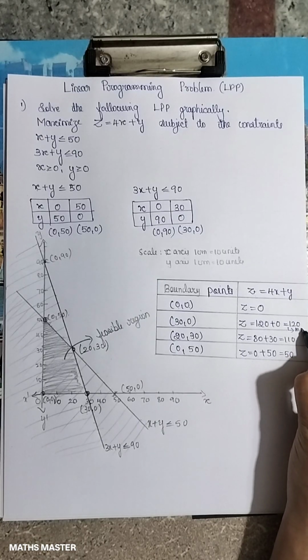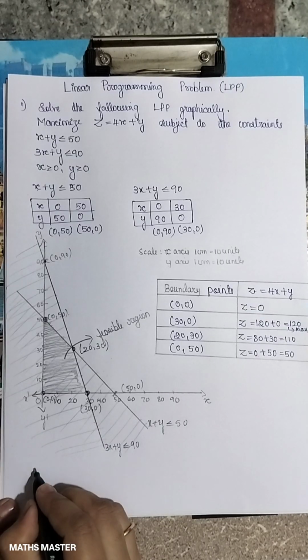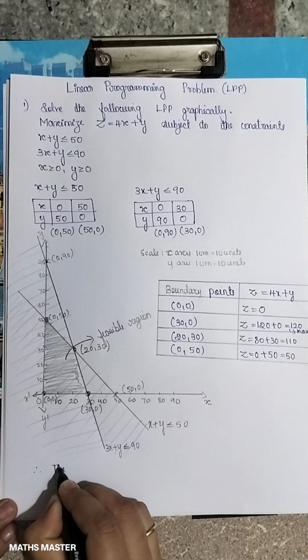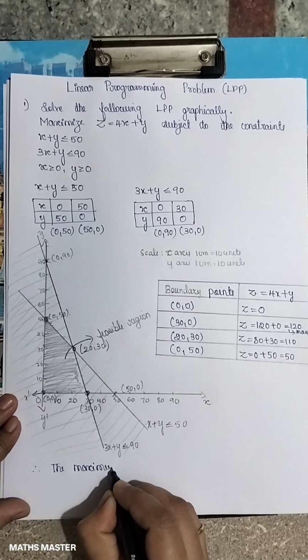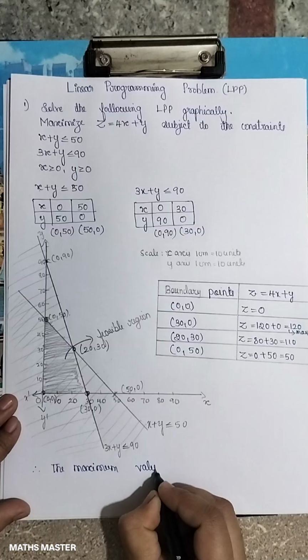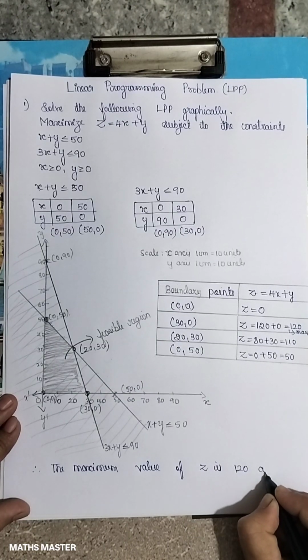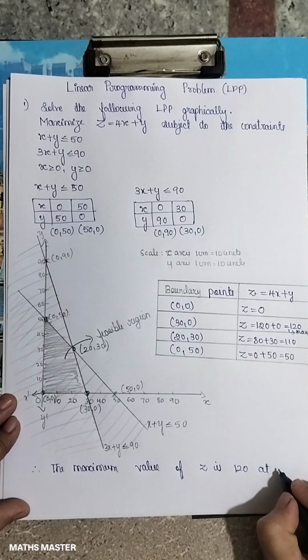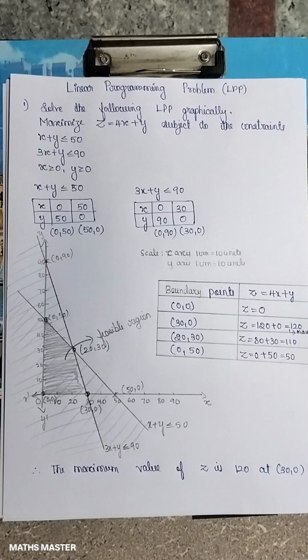Since they have asked to maximize, if you are observing, the maximum value is 120. Just write max over here. Now the conclusion: therefore the maximum value of z is 120. At what point is it 120? 30 comma 0. If you write this much, you will be getting 6 marks.